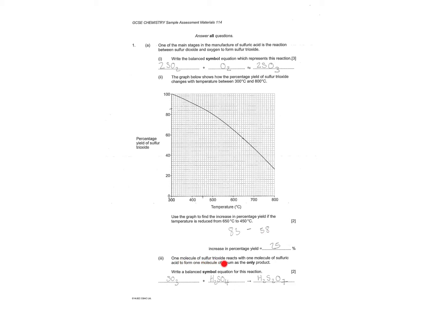1 molecule of sulfur trioxide reacts with 1 molecule of sulfuric acid, so sulfur trioxide, sulfur plus 3 oxygens, plus H2SO4 would give you oleum, H2S2O7. What would happen when you added concentrated sulfuric acid to blue hydrated copper sulfate?